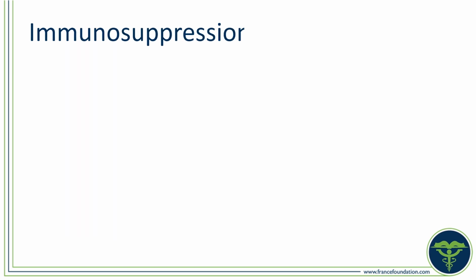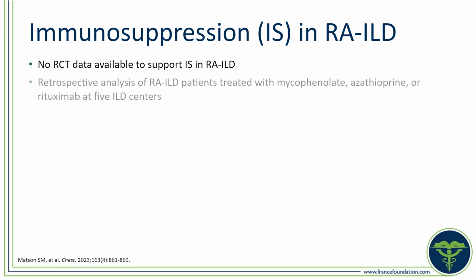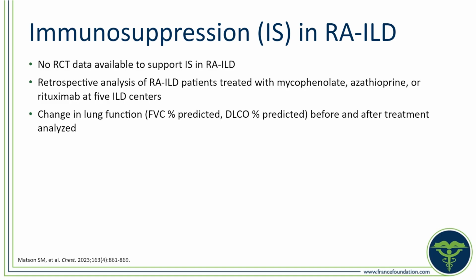Now, in terms of immunosuppression in rheumatoid arthritis ILD, there's no randomized control trial data available to support immunosuppression in RA-ILD. This study was a retrospective analysis looking at RA-ILD patients that were treated with mycophenolate, azathioprine, or rituximab at 5 different ILD centers. And they looked at change in lung function, looking at FVC percent predicted and DLCO percent predicted before and after treatment.